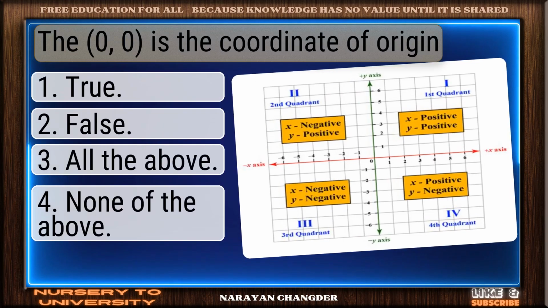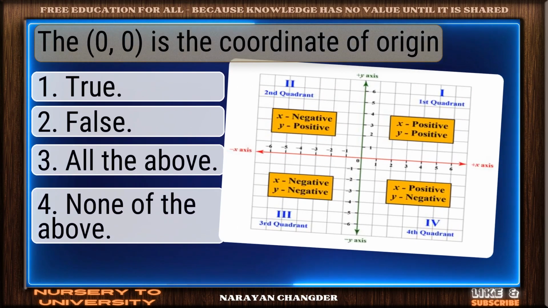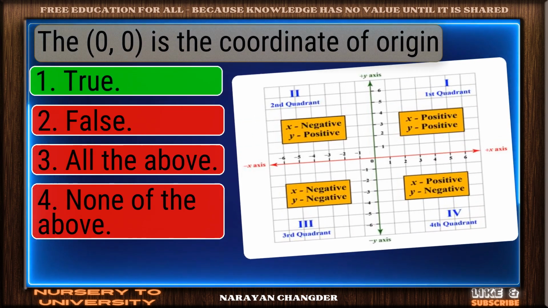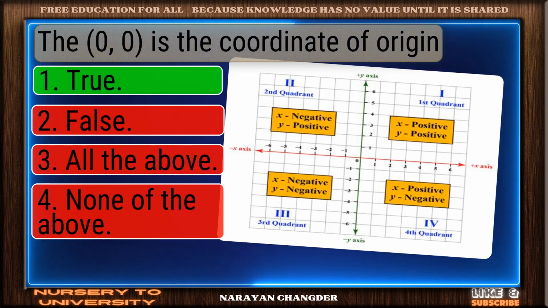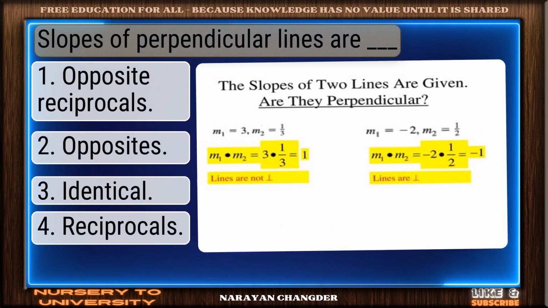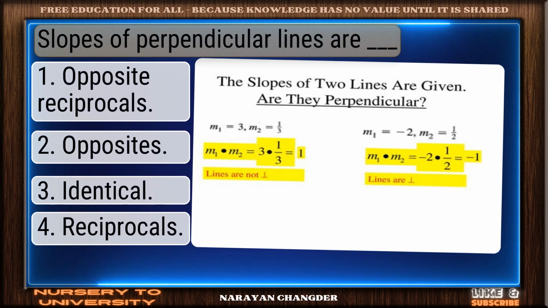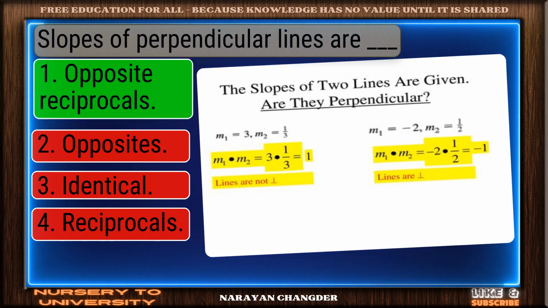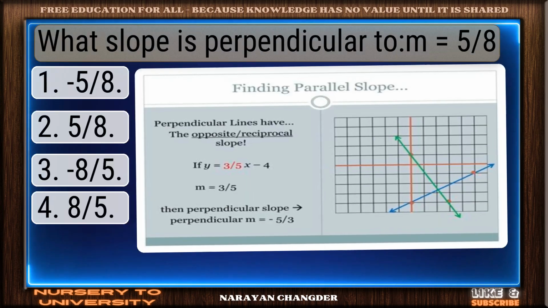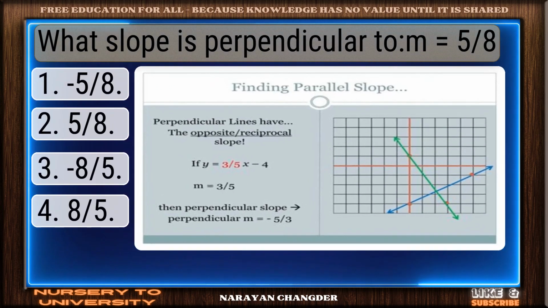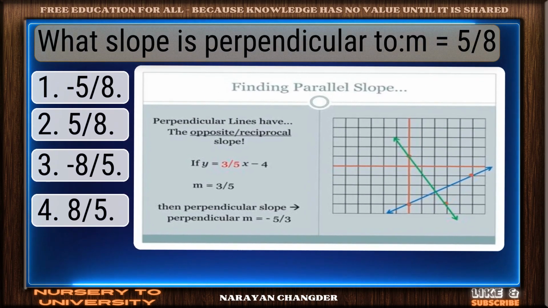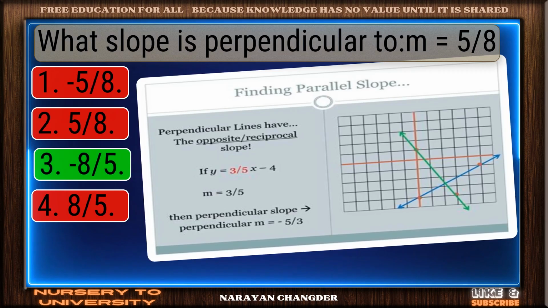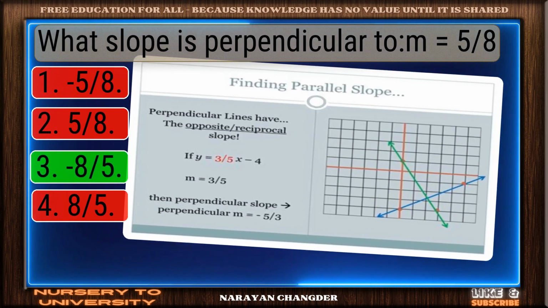Question number 163. What is the coordinate of origin? Right choice. True is the best answer. Question number 164. Slopes of perpendicular lines are dash. Nicely done. Opposite reciprocals is a solid answer. Question number 165. What slope is perpendicular to m equal to 5 over 8? Excellent. 8 over 5 is a brilliant choice.